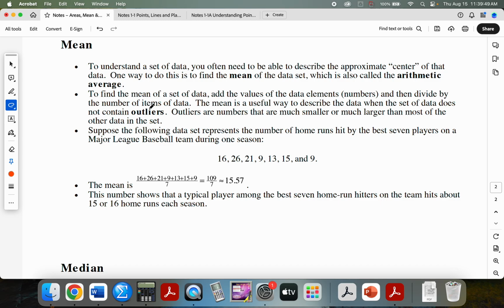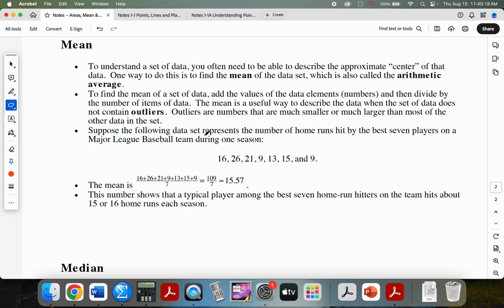All right, because mean and average are the same thing. To find the mean of a set of data, add the values of the data elements, those numbers, and then divide by the number of items of data. The mean is useful if it doesn't contain outliers. We'll talk a little bit about that in just a second. Outliers are numbers that are much smaller or much larger than most of the other data in the set.